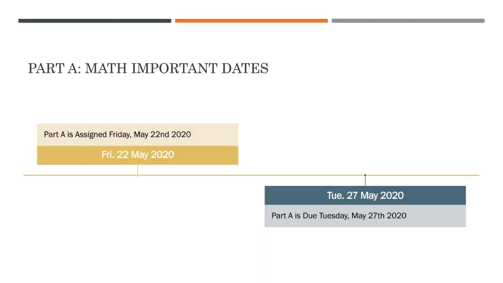The important dates for part A. So today, Friday, May 22nd, 2020, part A is assigned. Mr. Beck, 1 to 2. Well, let's look down the timeline, children. And Tuesday, yep, that's right. You have Friday, Saturday, Sunday, Monday, Tuesday. Tuesday, May 27th, 2020, part A is due. Okay? Makes sense.